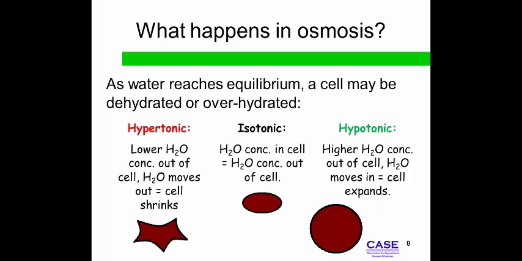If the concentration of water is lower outside of the cell, water moves out, causing the cell to shrink. This solution is considered hypertonic. Dehydration occurs in both plants and animals. In plants, this is called wilting. Without sufficient water, the cell may die.